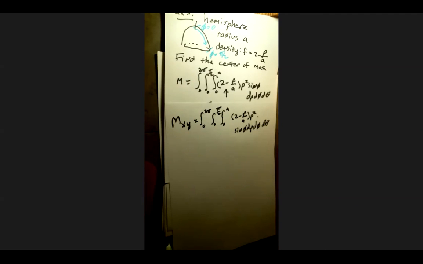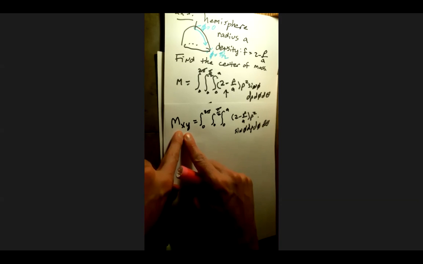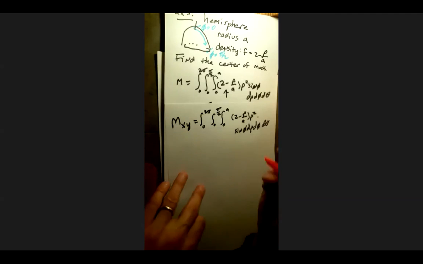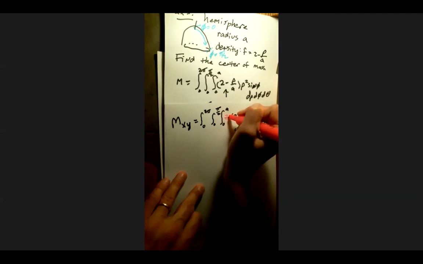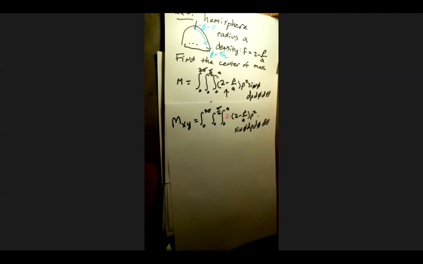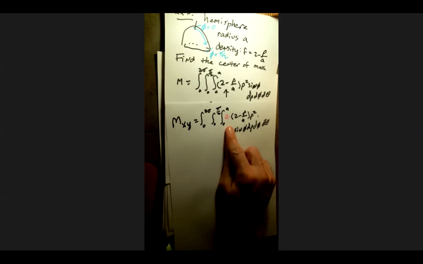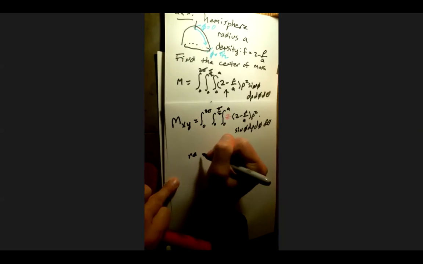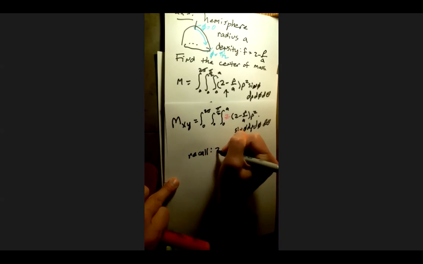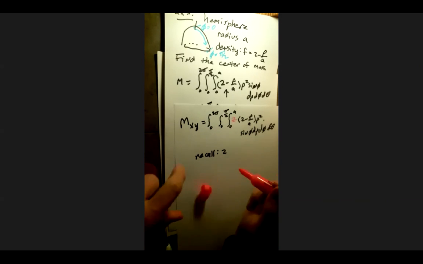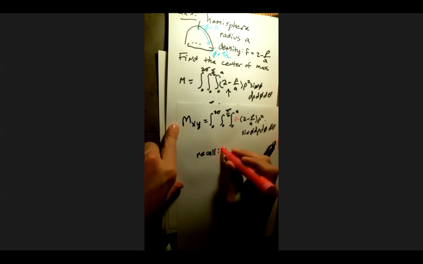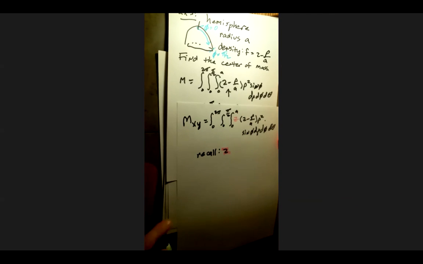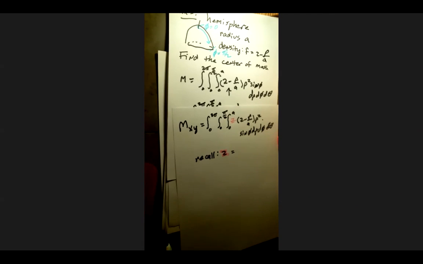But then I have to add one more thing. If this is the moment about the xy plane, I need a z, the distance from the xy plane. And this is going to be a little bit difficult to integrate as is, and so we have to recall that in spherical coordinates, that same z is equal to what? You guys remember this formula?